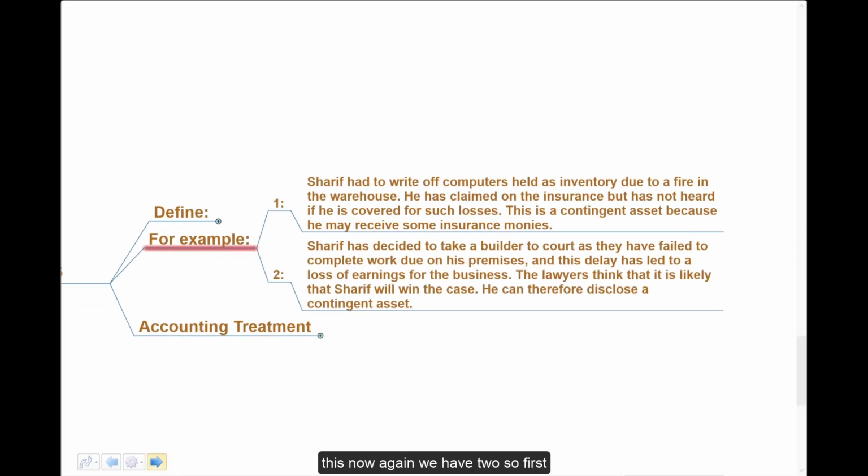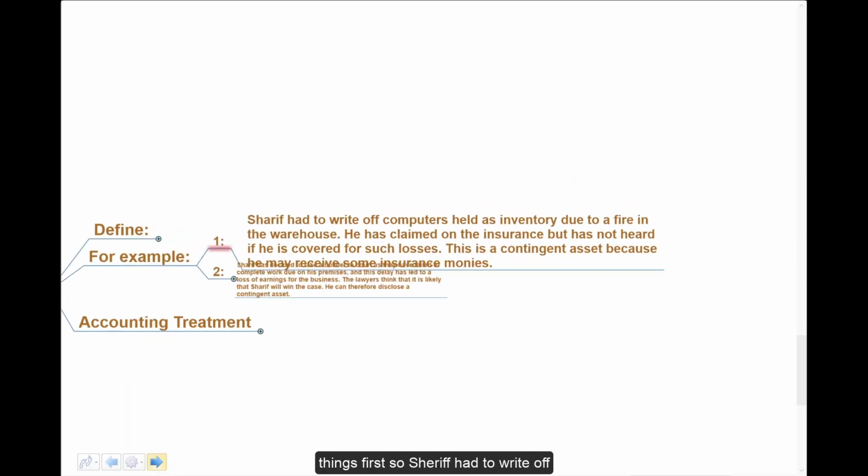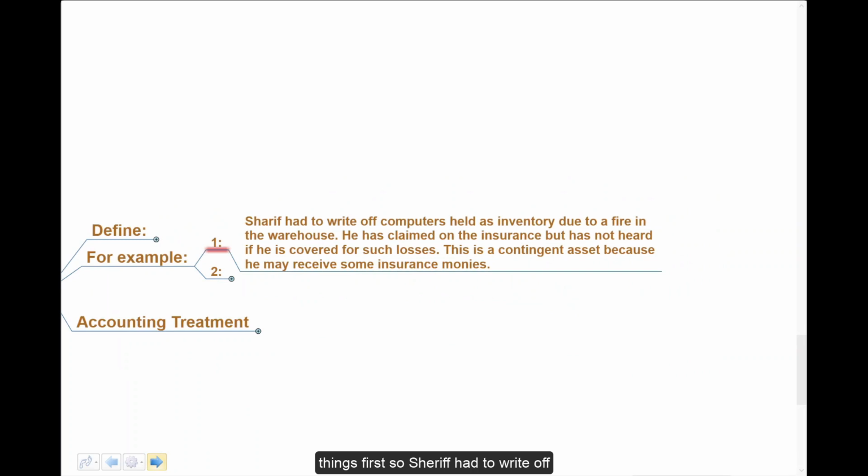Now again, we have two. So first things first. Sheriff had to write off computers held as inventory due to a fire in the warehouse. So that write-off has been done. He has claimed on the insurance but has not heard if he was covered for such losses. This is a contingent asset because he may receive some insurance monies.